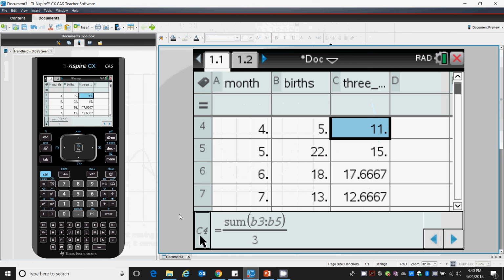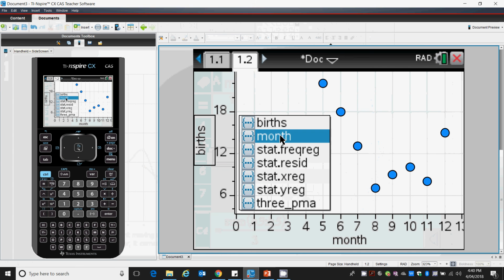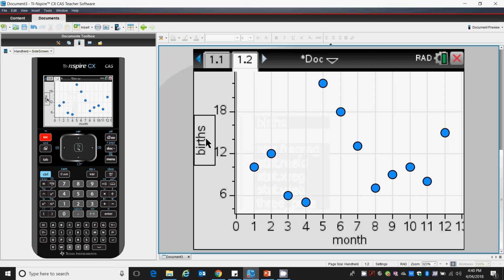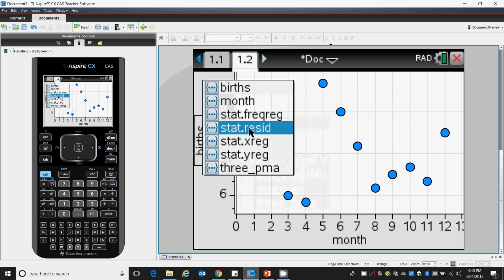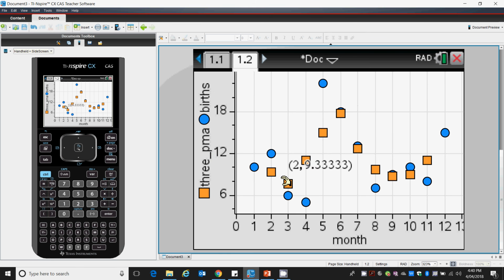On the CAS, let's see what that looks like as a graph. If I click on this, click again, add a Y variable, put in my 3-point moving average. You can see here I've got my original blue data, and now I've got my smooth 3-point moving average with the orange data.